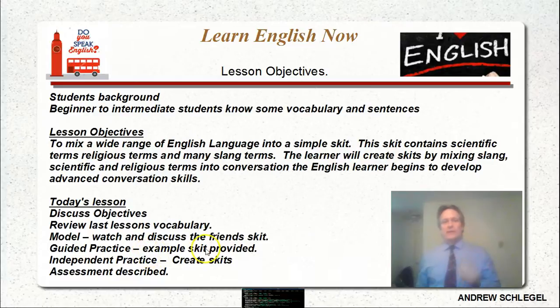Then we're going to do a guided practice, where I'm going to create a skit for you, and then you're going to be on your own and create your own skits. You're going to make your own television shows that are going to be more popular than Friends. If we get time, we'll describe the assessment, but that may be saved for next week.